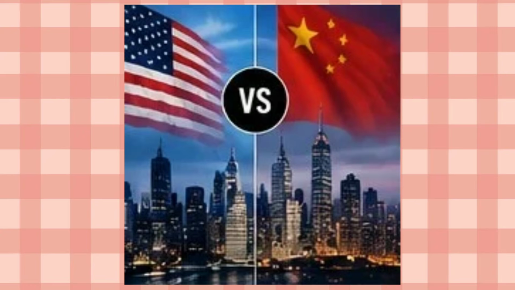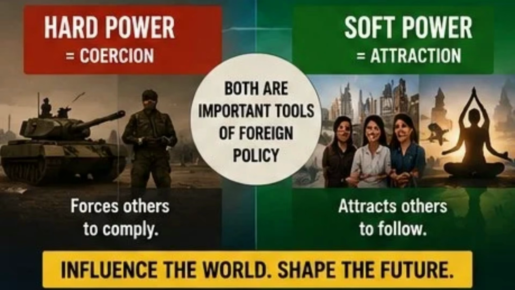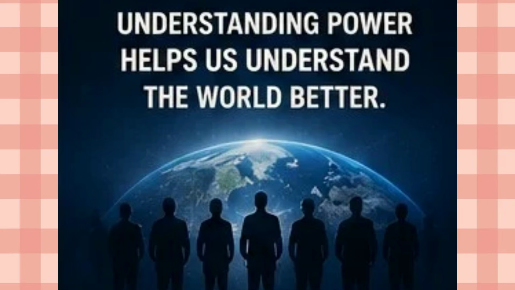For example, the competition between the United States and China today is not only military or economic. It is also about which model of development and governance attracts the world more. That is the battle of soft power. So, we must remember that both hard power and soft power are key tools of foreign policy in modern international politics, and understanding them helps us see how countries compete for influence in the global system.